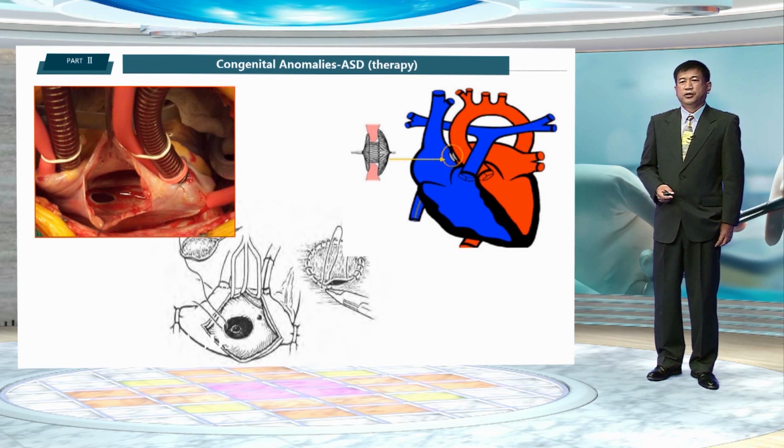repaired with a patch. Just like in the treatment of a PDA, we have a new method for the treatment of ASD that's called an occluder. But there is a limitation for this method. That means the rim of the ASD should be strong enough to hold the occluder. So that is to say, surgery is the last option for the treatment of the ASD.